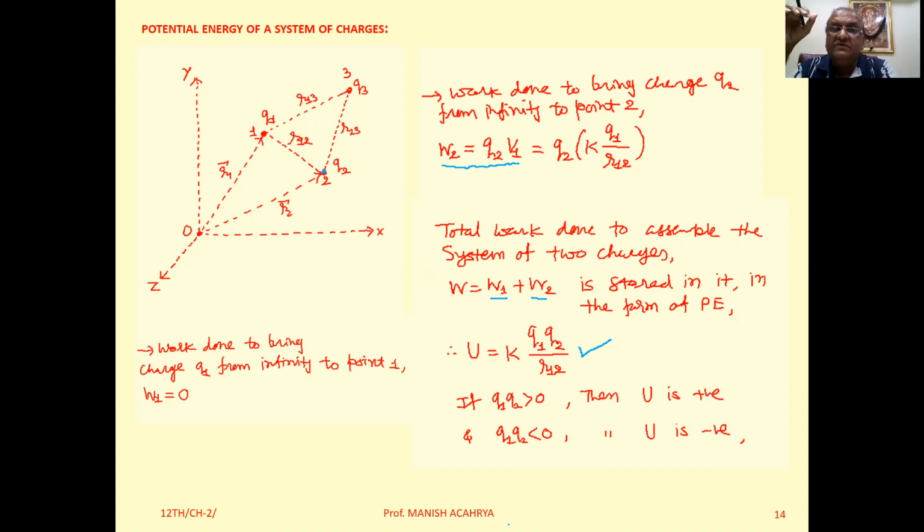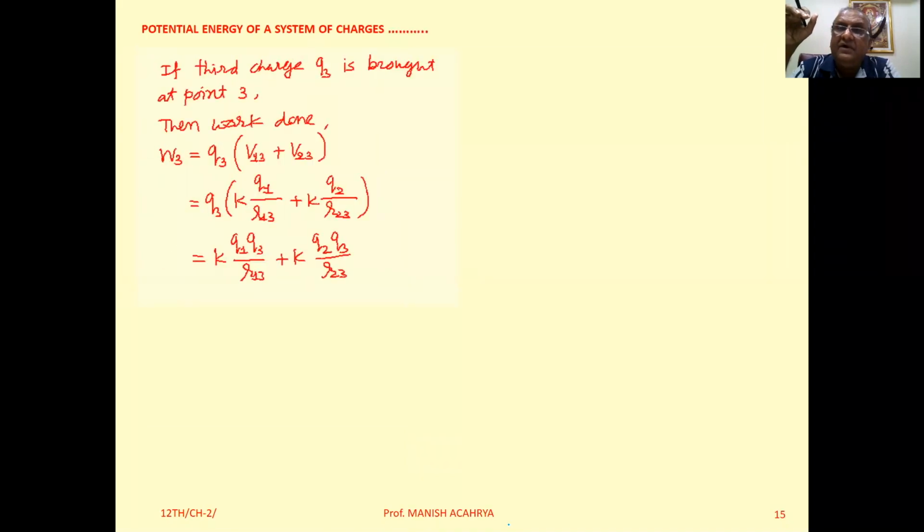Now suppose a third charge Q3 is brought at point 3 from infinity. Then the total work done is how much? The work done is the potential at point 3 into Q3.